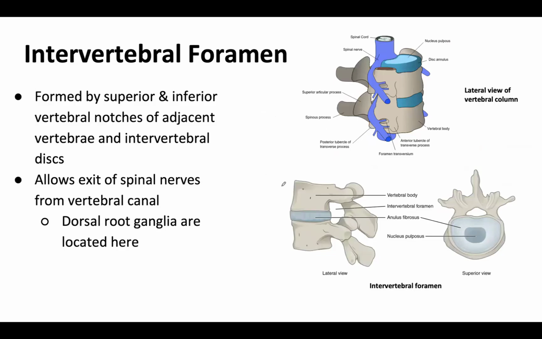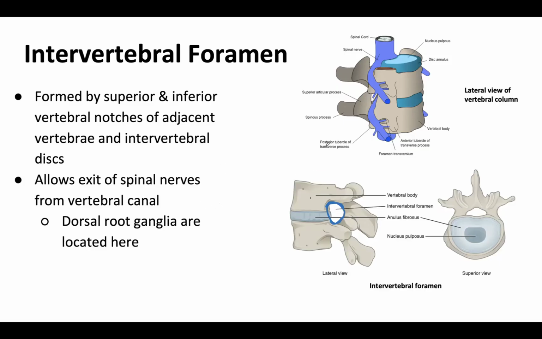Lastly, we have intervertebral foramina, which are formed by the superior and the inferior notches, plus the intervertebral discs in these regions. And they are going to run down the sides of the vertebral column. And these are going to be really important pathways for the exit of spinal nerves from their source at the spinal cord to eventually reach their target organs.